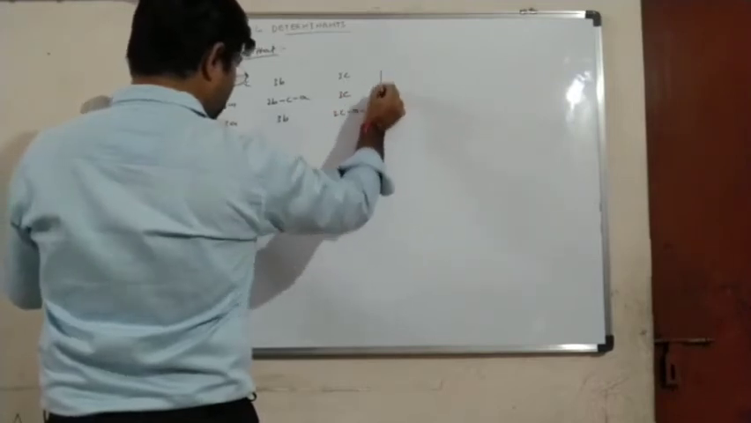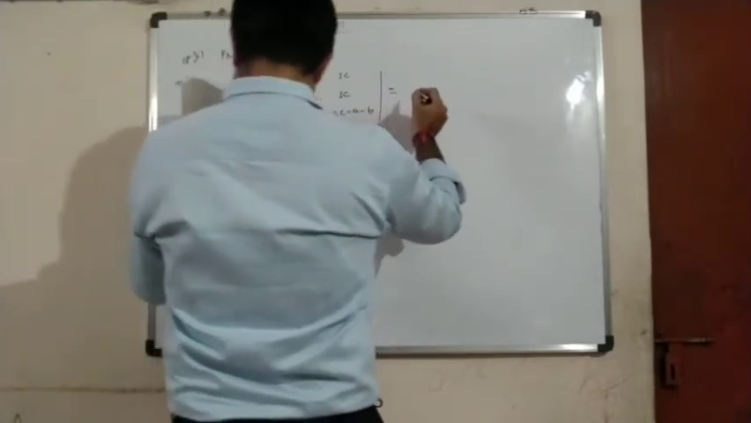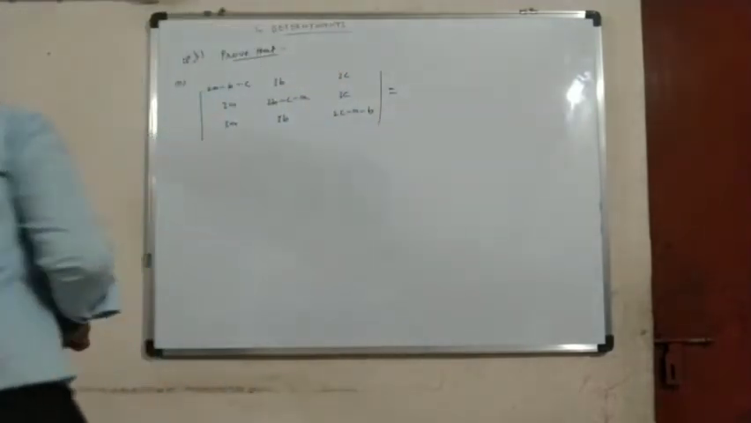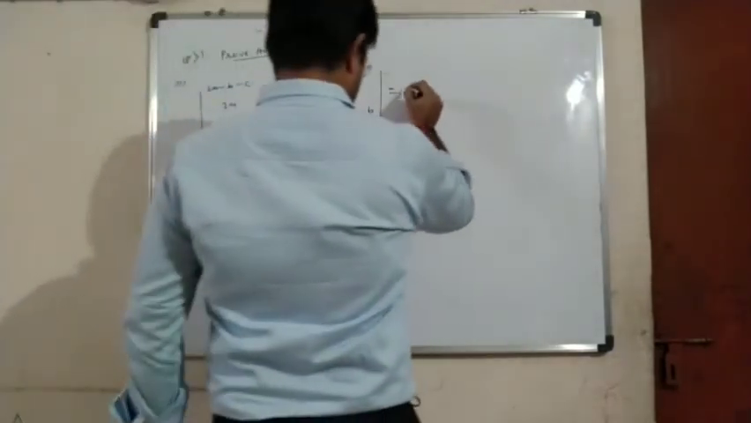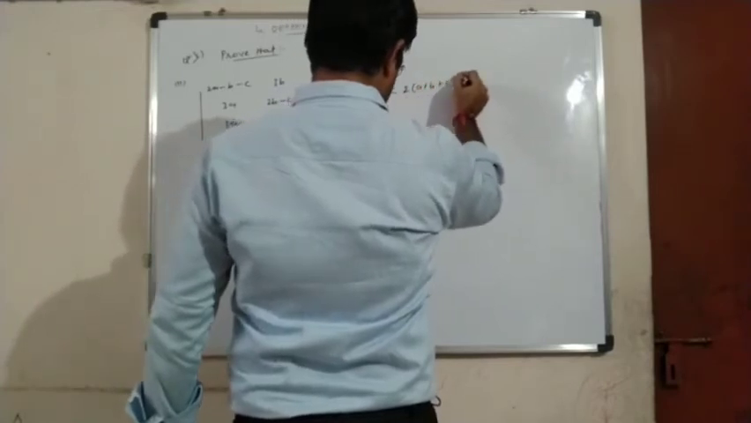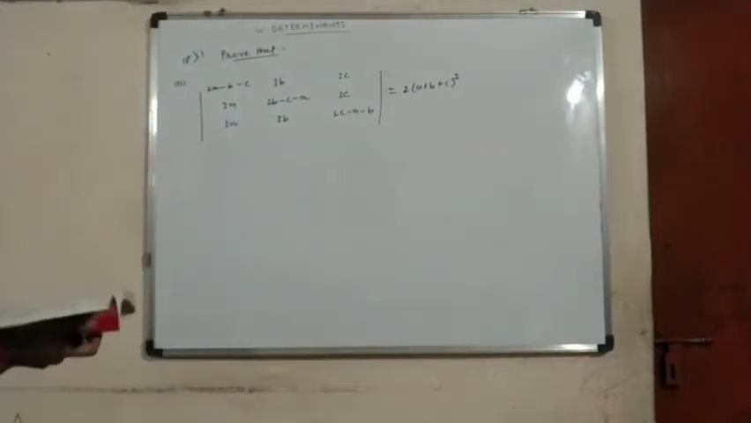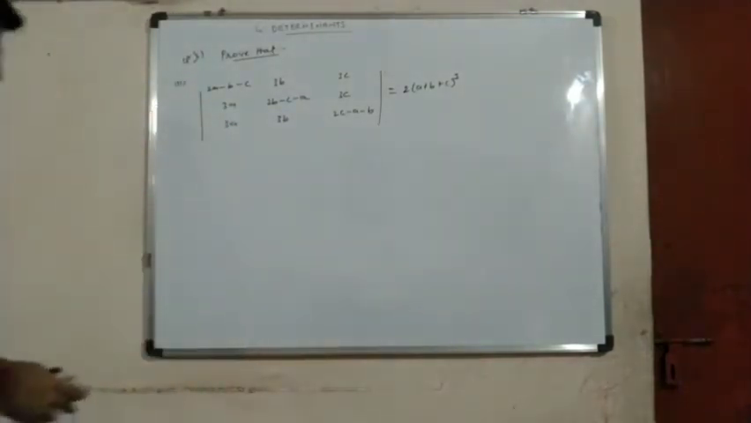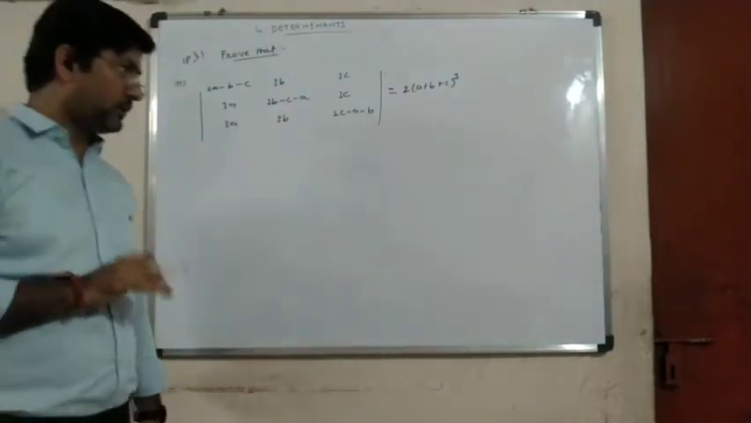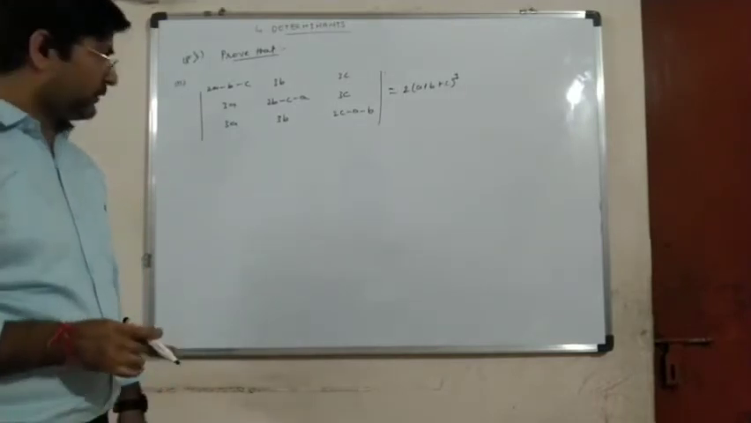minus A minus B. Okay, and on the right hand side we have to prove which is equal to 2 into A plus B plus C the whole square, or 2 into A plus B plus C the whole cube. I think we have to prove. Yes. Okay, so the RHS in the previous question and in this question are the same, 2 into A plus B plus C. Almost a similar kind of question this is.